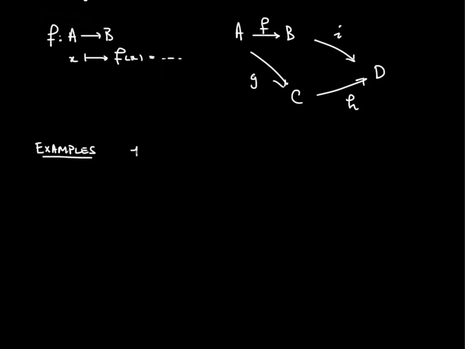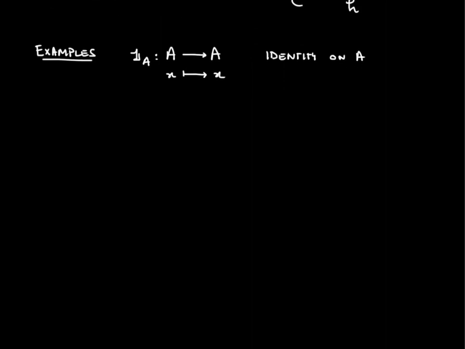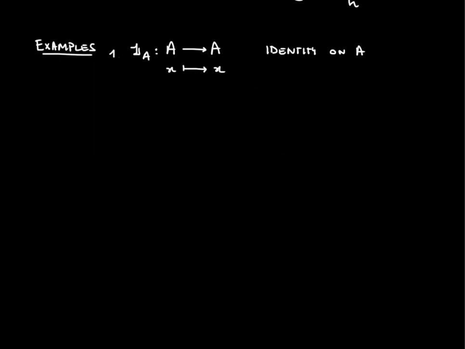The simplest function is the identity function. So we're going to say it's the identity function on A, and it is defined by the function that goes from A to A and sends every element x that is in A to itself. So this is the identity function on A. And this is a very important function, especially when we're talking about invertible functions. So this is our first example.